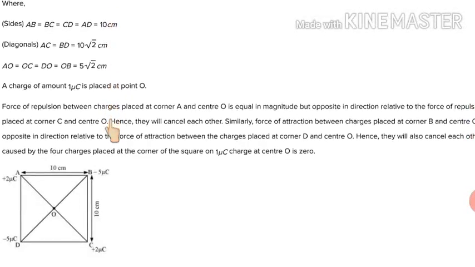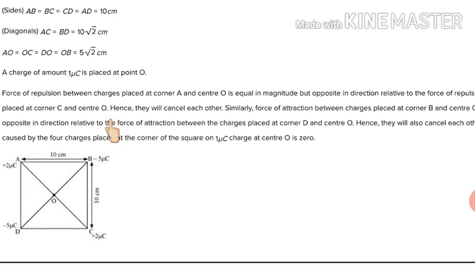So the diagram is here. Now you can clearly see that they are talking about a square. ABCD is a square, and at all 4 corners charges are there. Here plus 2 microcoulomb is there, and here plus 2 microcoulomb charge is there. Here minus 5 microcoulomb charge is there, and here also minus 5 microcoulomb charge is there. And at point O at the center, one more charge is there, that is 1 microcoulomb. And one more thing they have given to us, that the side of the square is 10 centimeters.